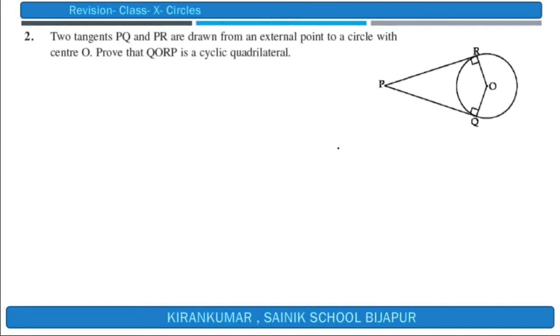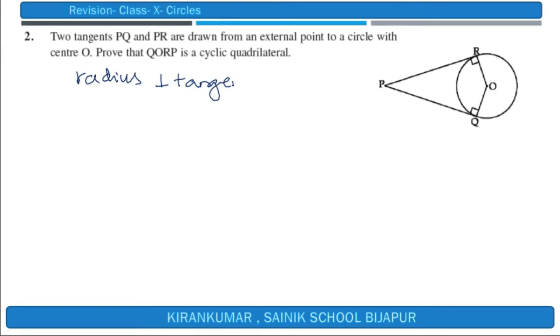For a cyclic quadrilateral, we know that it should have two properties. One of the properties is that the opposite angles must be supplementary. And one more property is that the external angle should be equal to its interior opposite angle. Either one of the properties must hold true. Here PR and PQ are the tangents, and we know that a radius is perpendicular to the tangent.